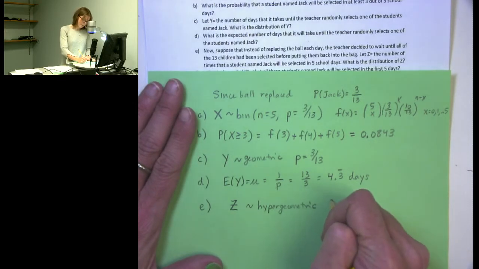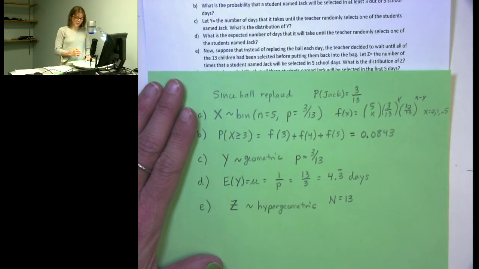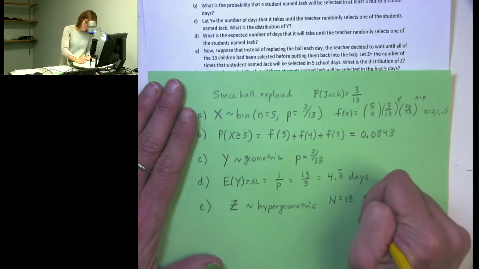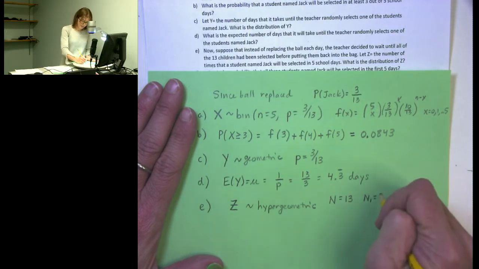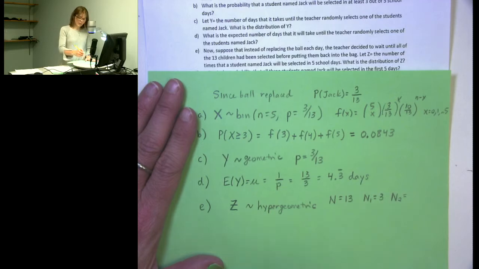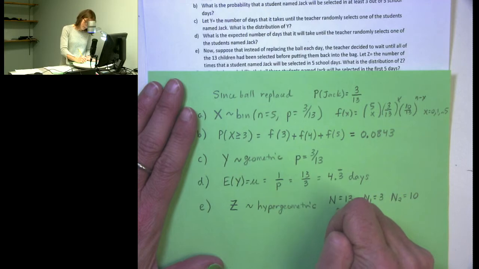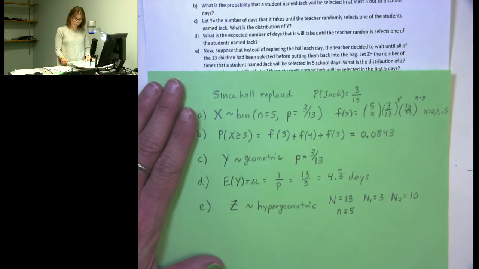Remember, when we're working with a hypergeometric, we have capital N, the total number in the population, so there's 13. N1 is the number in category 1, so that would be the number of Jacks here, it's 3. N2 is the number in the other category, so that would be the 10 non-Jacks. And we also have to specify the number that we're going to choose. Here we've got 5 days, so we'll end up choosing 5 students.